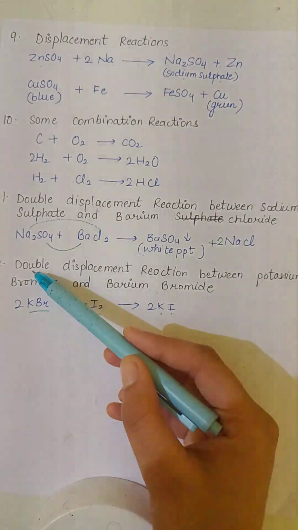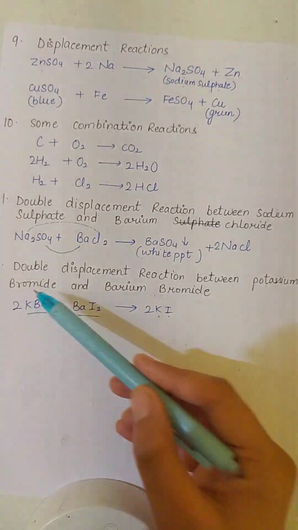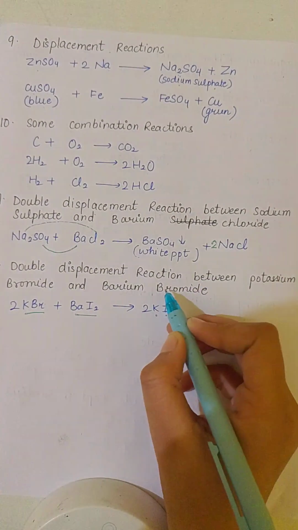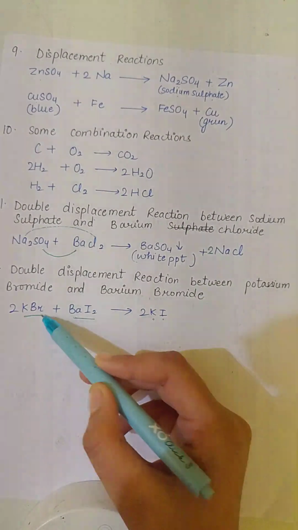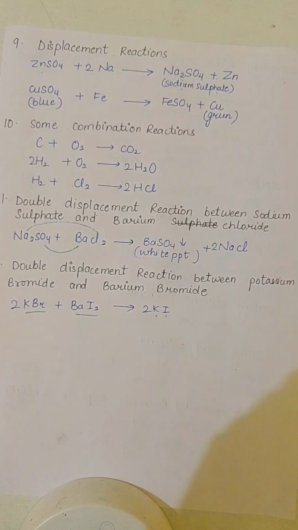formed. Again, next is a double displacement reaction between potassium bromide and barium iodide. Potassium bromide, KBr, plus barium iodide gives potassium iodide.